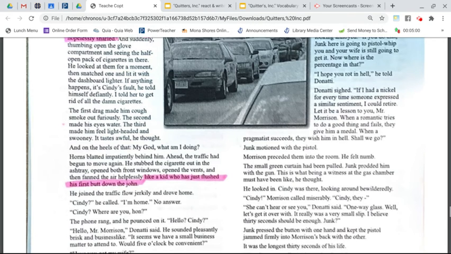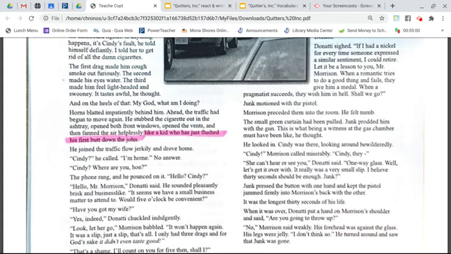Morrison preceded them into the room. He felt numb. The small green curtain had been pulled. Junk prodded him with a gun. That is what being a witness at a gas chamber must have felt like, he thought. He looked in. Cindy was there, looking around bewilderedly. She can't hear or see you, Donati said. Oh, Cindy, Morrison called miserably. Cindy, she can't hear or see you, Donati said. One-way glass. Well, let's get it over with.